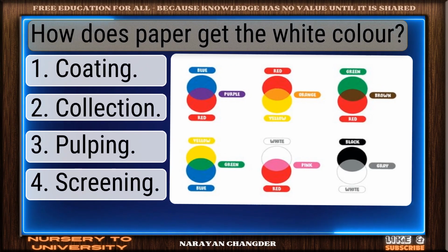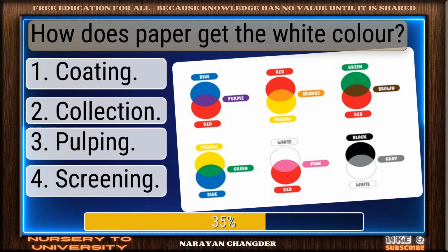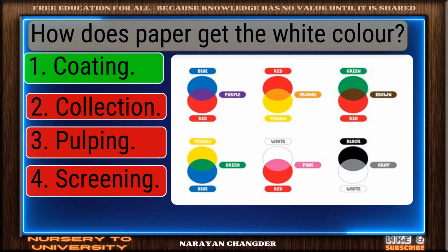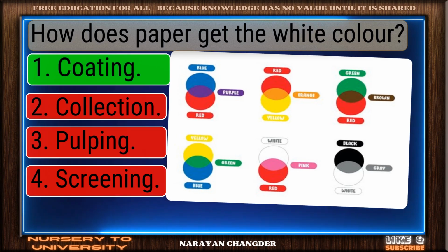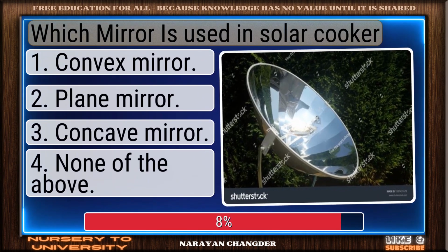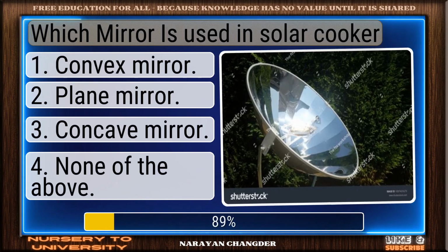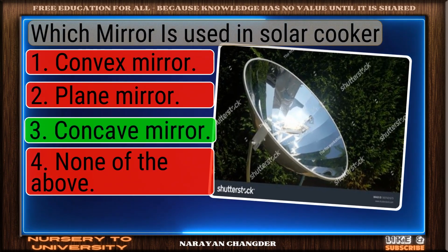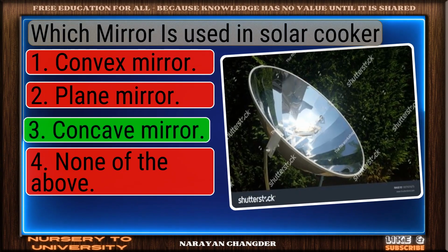How does paper get the white color? Exactly. Coating makes sense, and it is the right choice. Which mirror is used in a solar cooker? Correct response. Concave mirror is the most accurate answer.